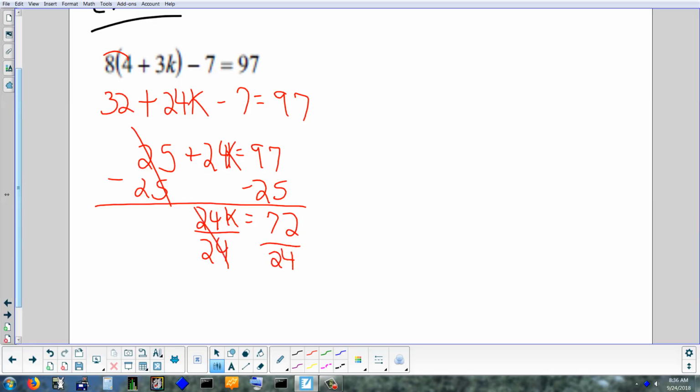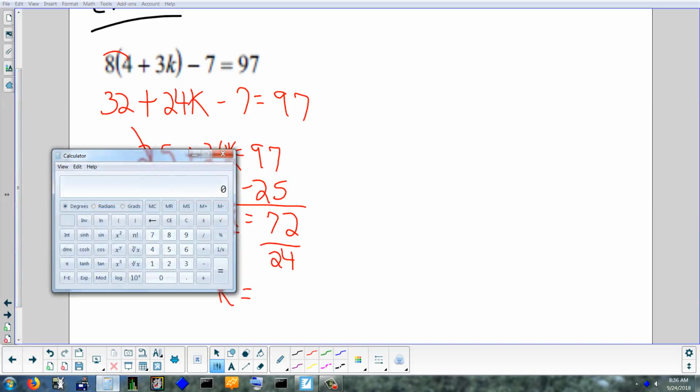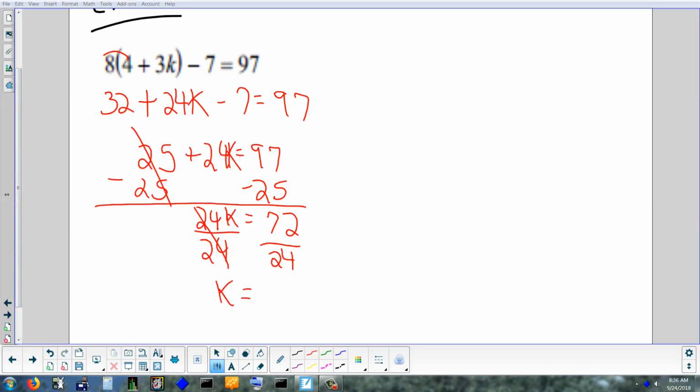Alright? These are just going to cancel out. K equals, let's see if I can get, is it 3? Well, yeah, but you have a variable now. K equals 3. It doesn't say to check, so I'm done.